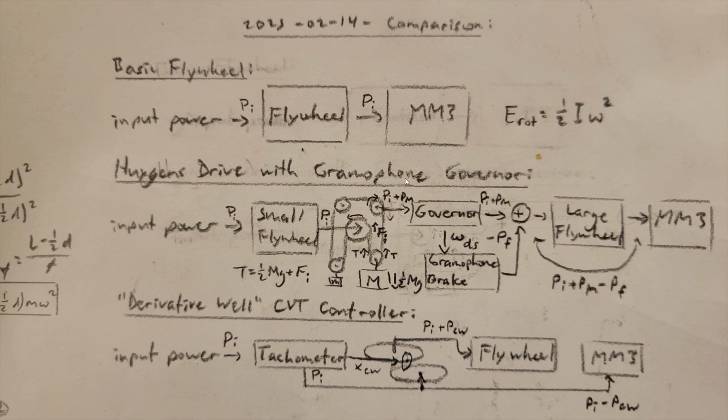Then we have the Huygens Drive with Gramophone Governor, which is your current design. So instead of allowing the input power fluctuations to act on the entire machine, we try to insulate the machine from them using this mechanism. So the power input fluctuations will now first go through a small flywheel, then into this Huygens Drive. Now, with how pulleys work, the tension on this chain happens to be equal to half of the force applied by this large mass that is falling.